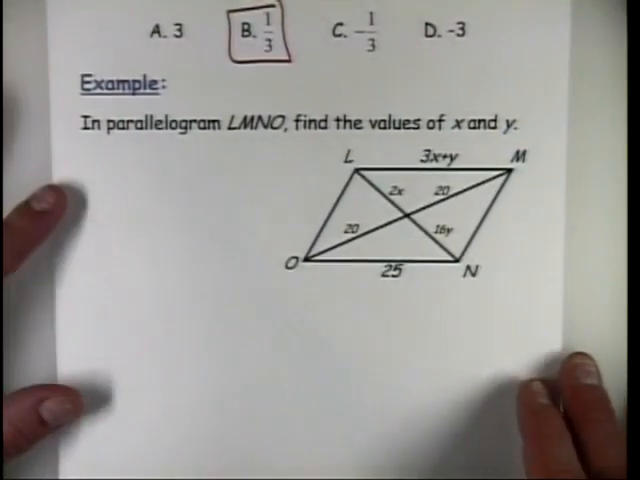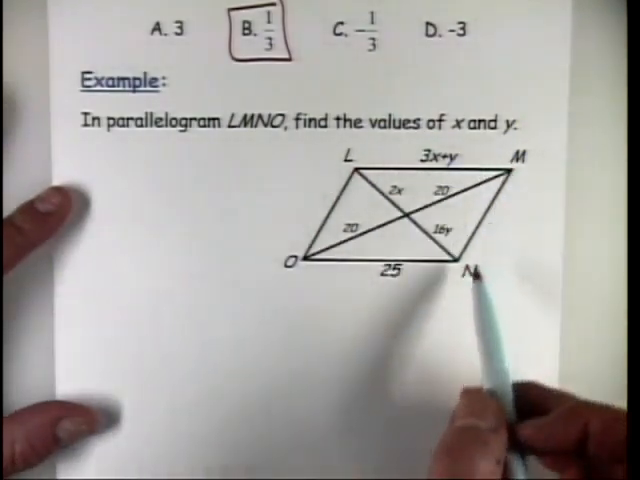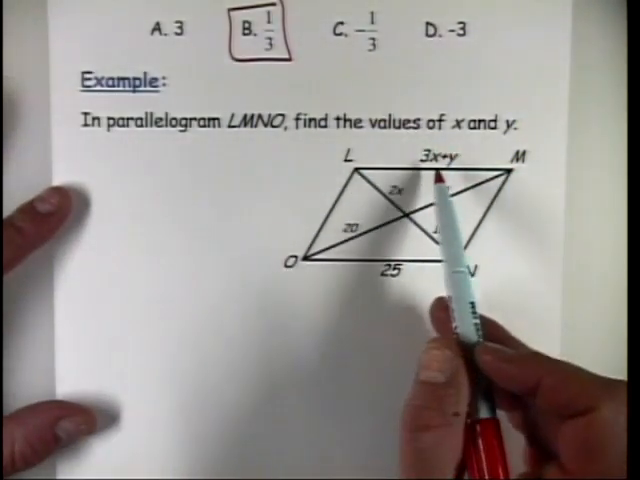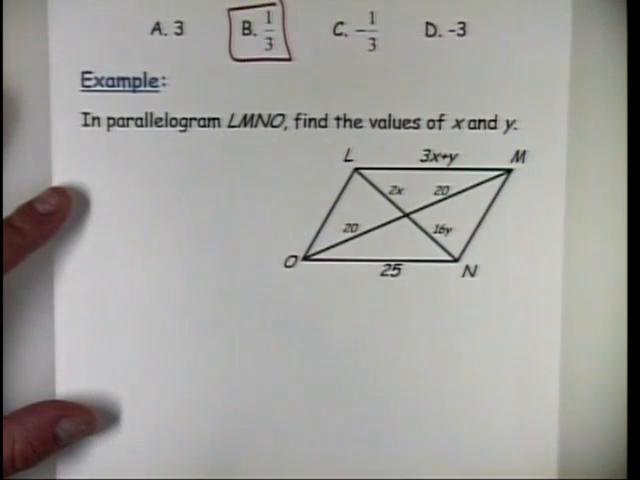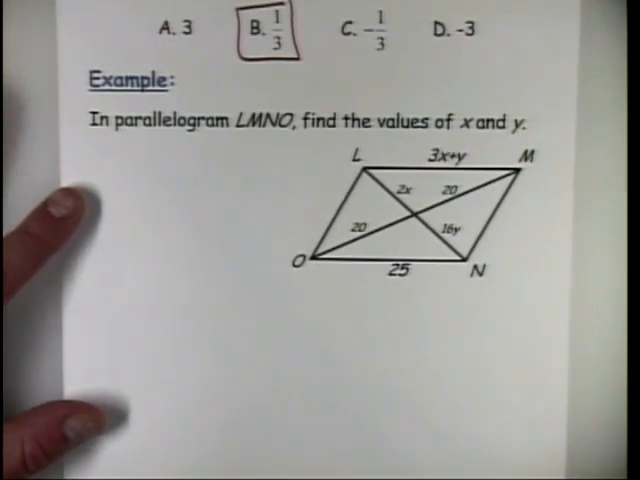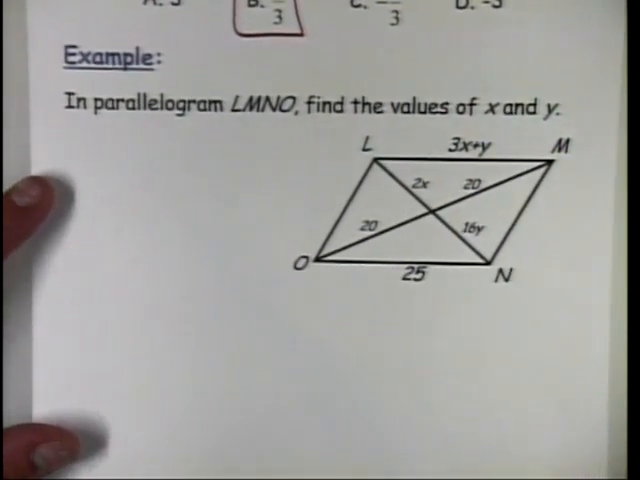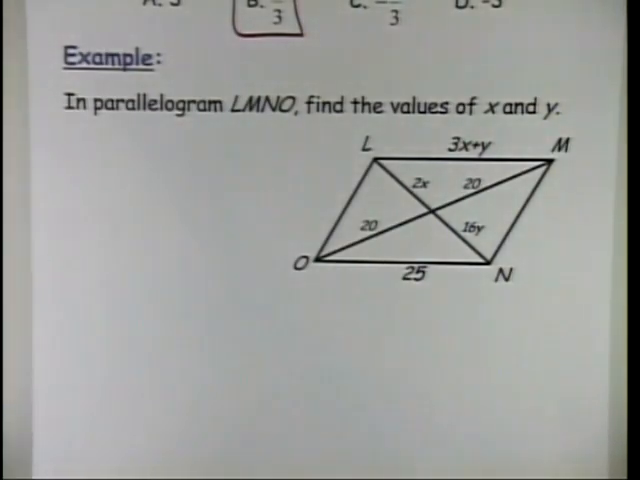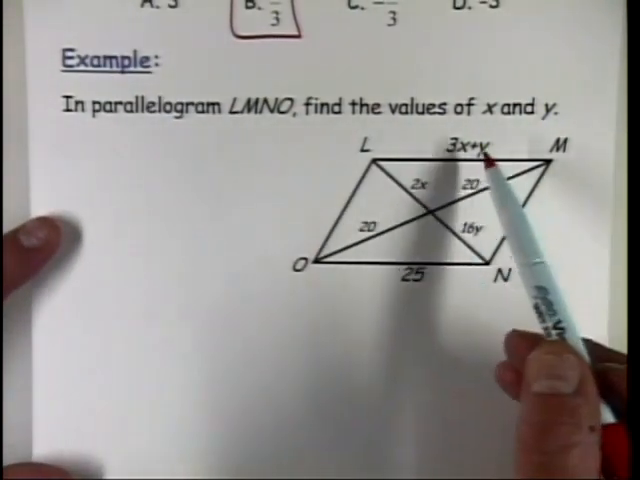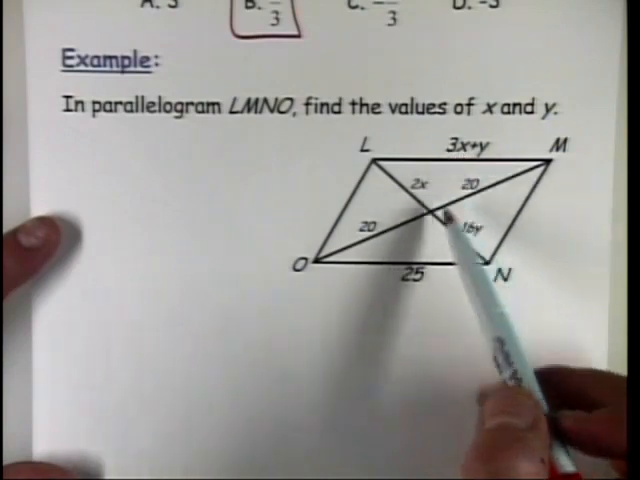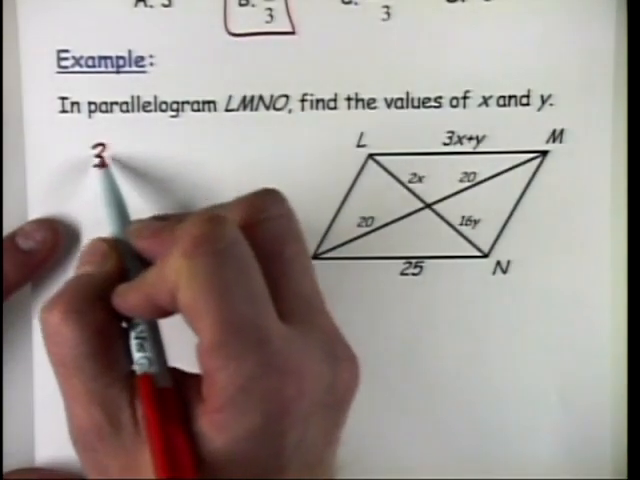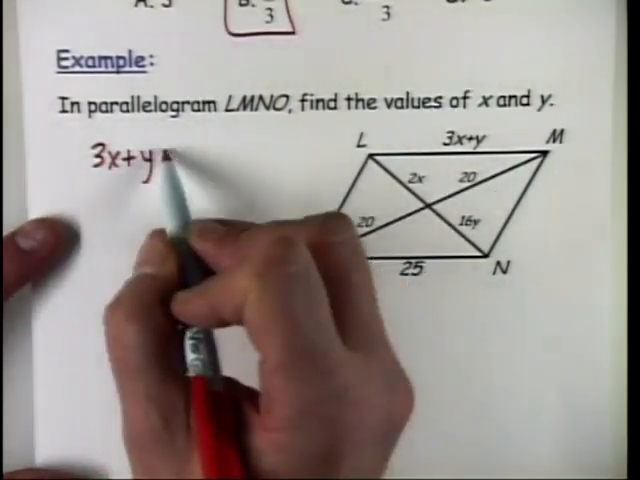Last example here. In parallelogram LMNO, we want to find the values of x and y. Wow, this is a nice example. It looks like there's a lot of algebra going on in here. All right, let's have a plan of action. We know it's a parallelogram, so we know the opposite sides are congruent. So I know that 3x plus y equals 25. I can create an algebraic expression for that.